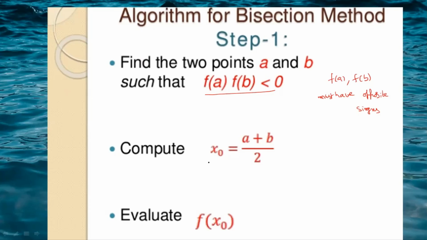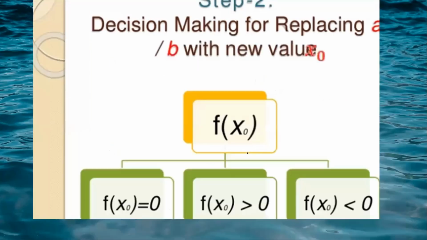Next one is choose the first initial approximation. x naught is a plus b by 2. So first you have to choose two values with different signs: f of a and f of b must have different signs. Then choose x naught is a plus b by 2. Then the next step is evaluate f of x naught.